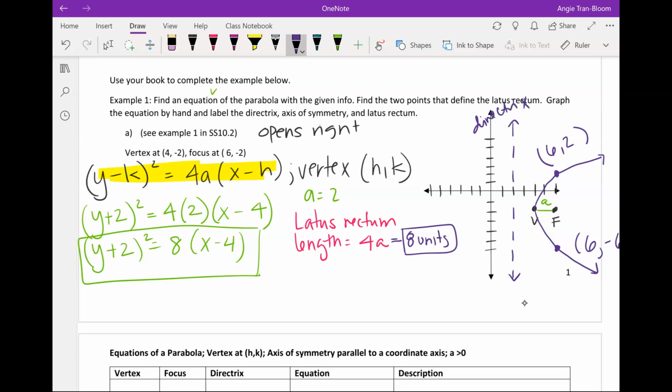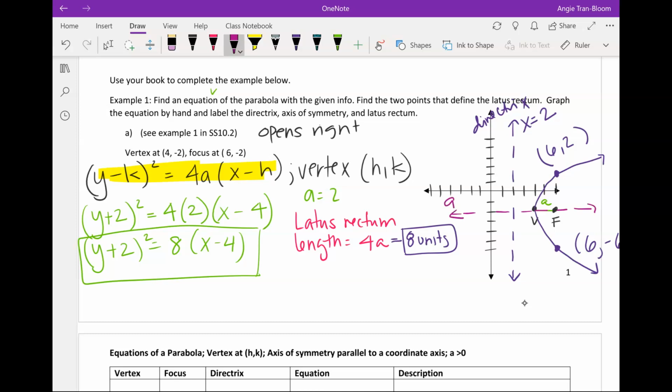How do we write that line? X equals or y equals? X equal to what? 2. Okay, so we label the directrix, which is x equals 2. We also need to label the axis of symmetry. Where is the axis of symmetry? Y equals -2.